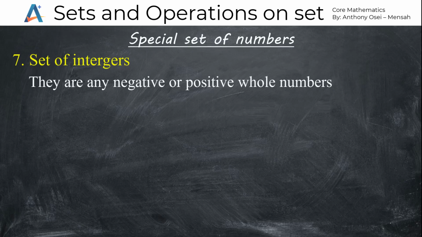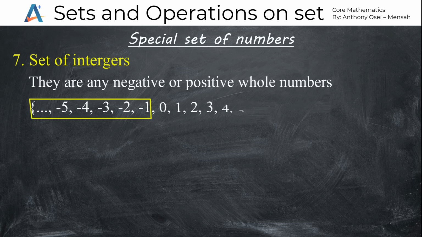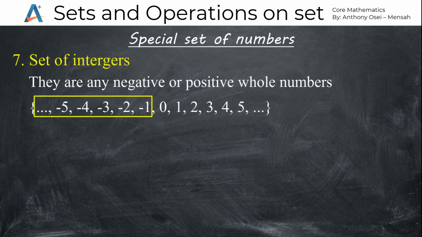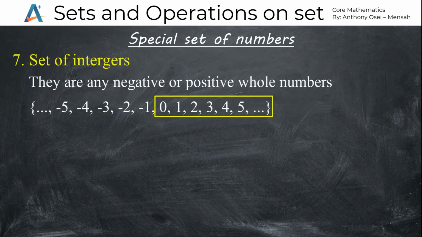Now if you check the examples, negative 5, negative 4, negative 3, negative 2, negative 1 forms the negative part of the integers. Then we have 0 in the middle, and then 1, 2, 3, 4, 5 to infinity forms the positive part. So this is a complete set. That is why it is a special set of numbers.